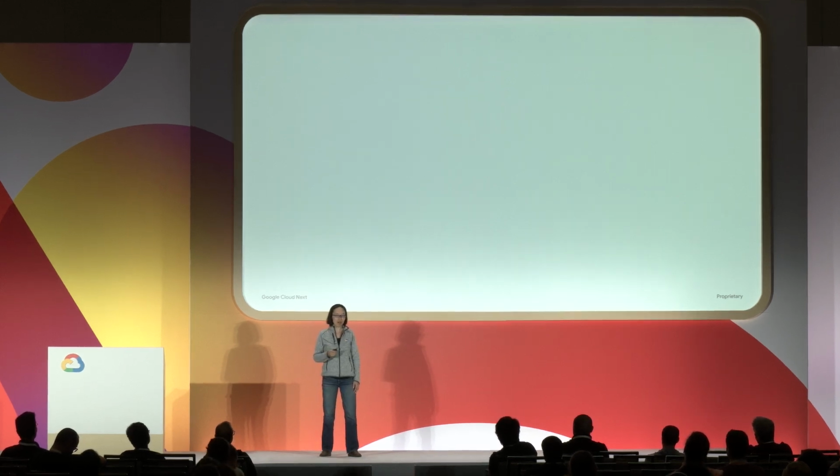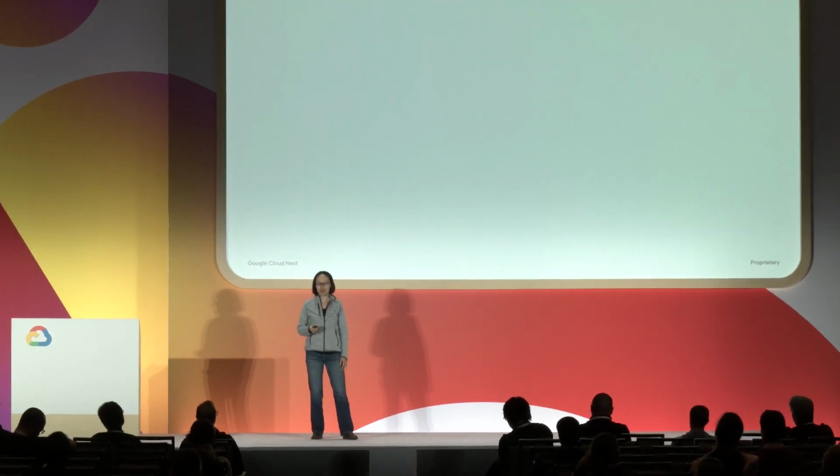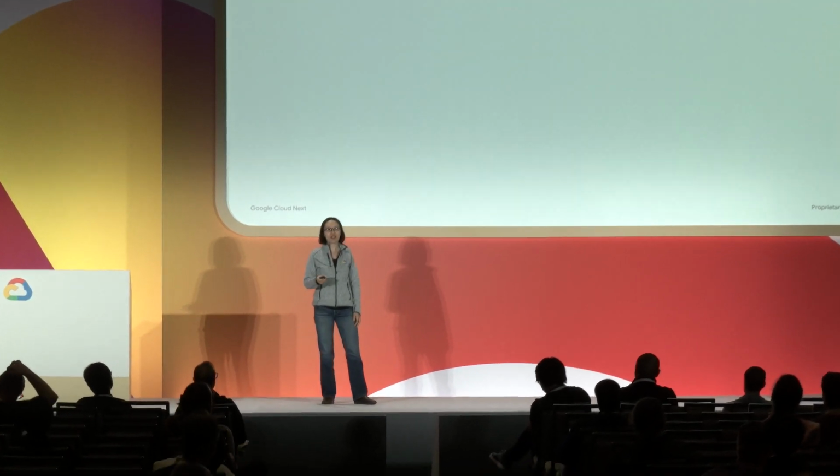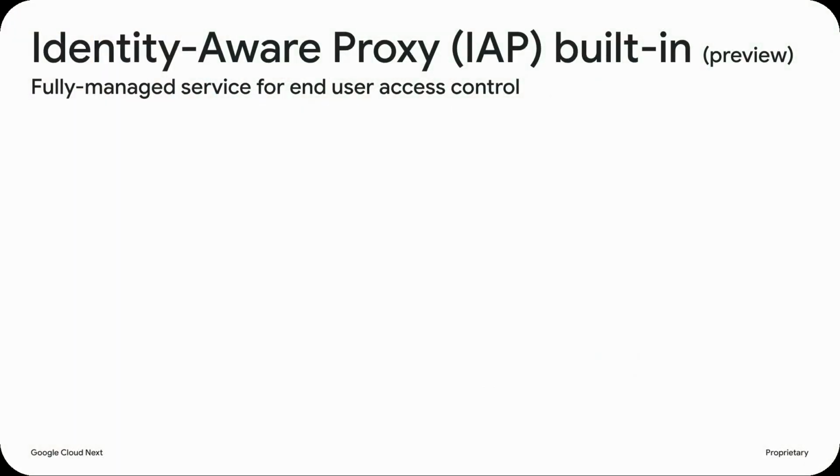So now that you have your AI app running on Cloud Run with a fast network connection, you're ready to welcome your first user. But how do you authenticate them? The solution is to use Identity-Aware Proxy, or IAP, and that is now built into Cloud Run. IAP is Google's fully managed service for end-user access control.